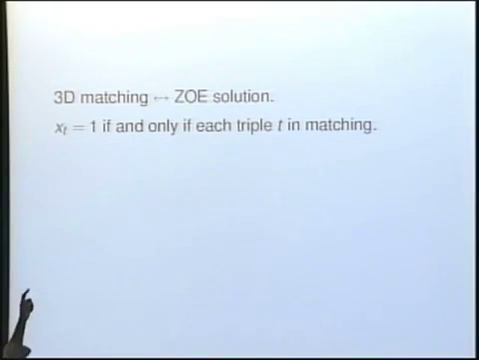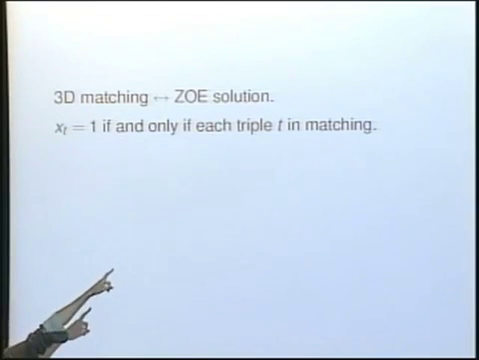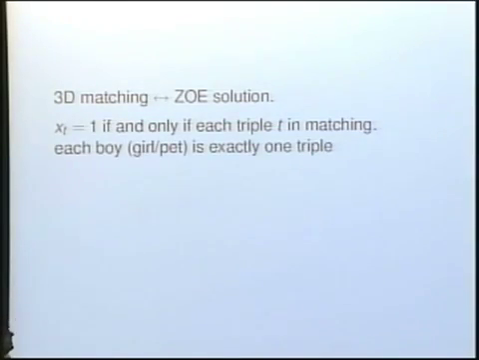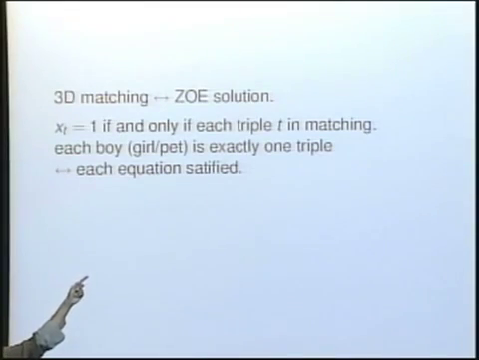So we're going to set xt to be 1 if and only if the triplet t is in the matching. If there's a t that's actually in the matching, you set xt equal to 1. Now, if it's a valid matching, each boy, girl, or pet is in exactly one triplet, which means that each corresponding equation is satisfied, because you need exactly one of those xt's to be true in those equations. So that's the proof.